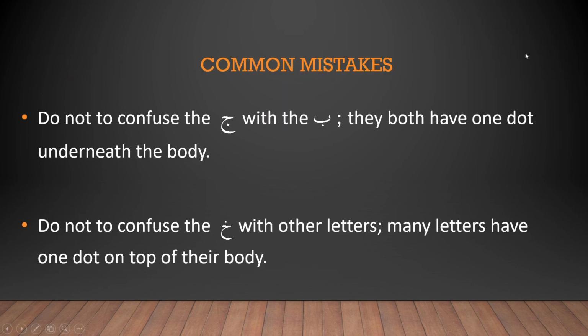So today we learned about Jeem, KHaa and KHaa. We saw the pronunciation and their forms. Now let us look at some mistakes that we shouldn't make when we are learning the Arabic language. Firstly, do not confuse the Jeem with the Ba. They both have one dot underneath their body, but the shape of Jeem and Ba is completely different. Even as a word, they will look different.